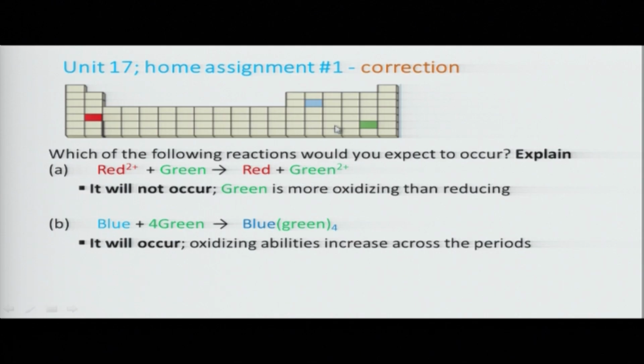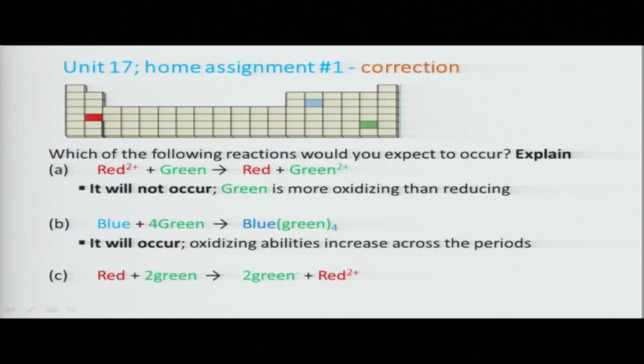And of course, from their position, you notice this would be covalent, but it is a polar covalent because of the pulling effect of the group 7 element, which is green. So yes, the reaction will occur, and the explanation is that one.